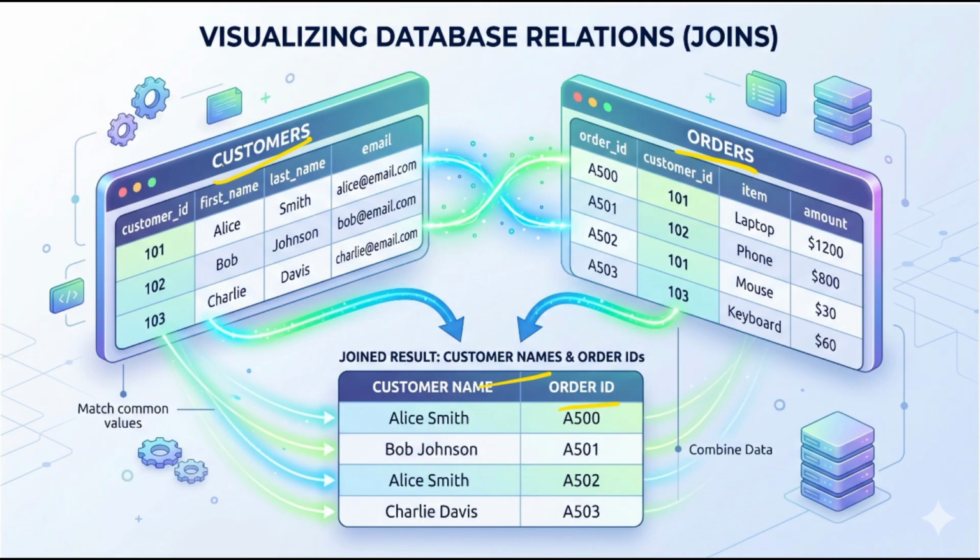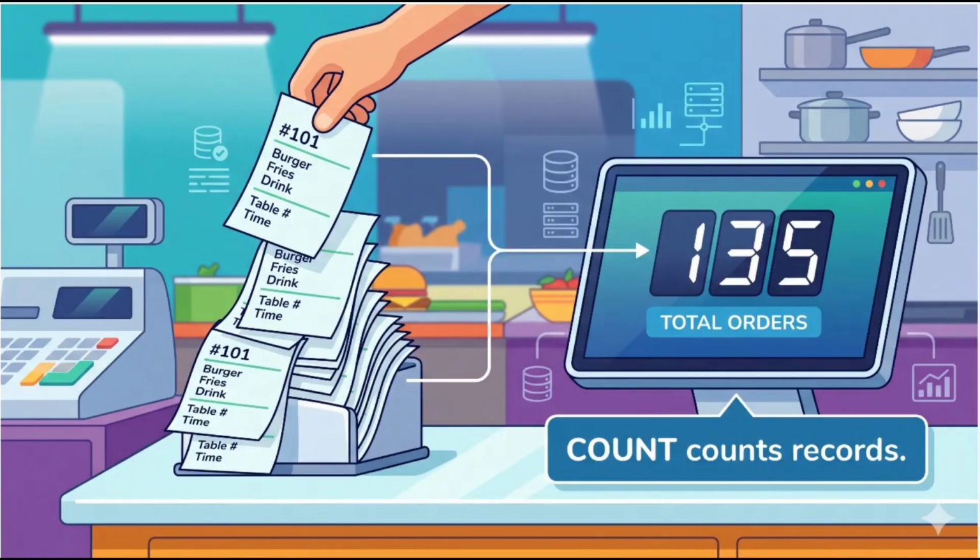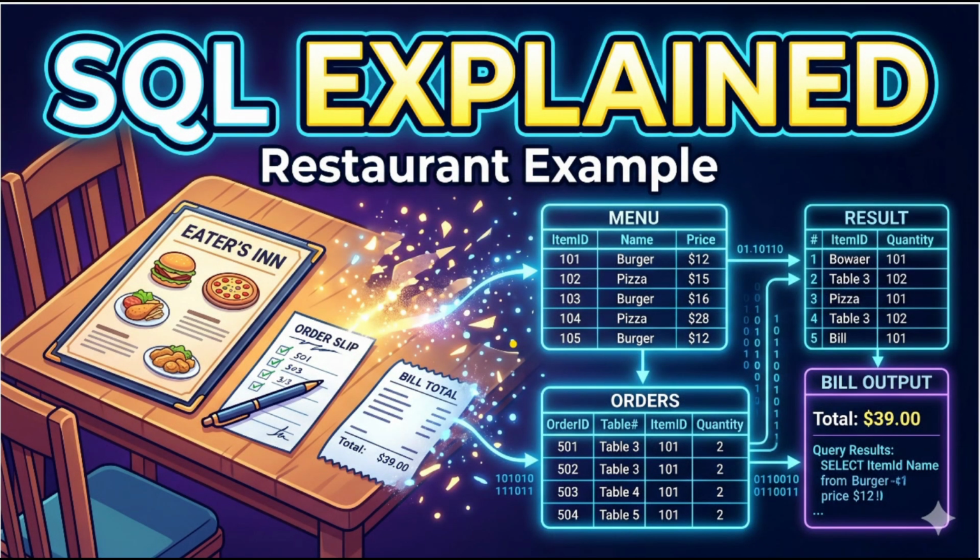JOIN connects related tables using a common column. For example, the customers table has a customer ID and the orders table has a customer ID. So SQL uses the common customer ID, which is 101, 102, 103. Based on this, it joins both the tables. So JOIN is like connecting the restaurant customer record with the order slip. It helps us see the full story, not just the order ID, but who placed the order and what they ordered.